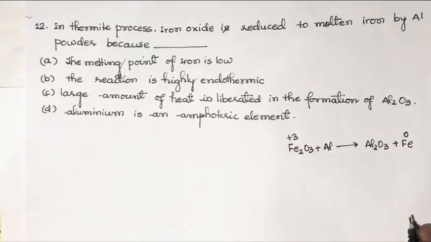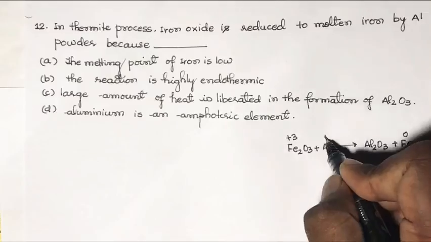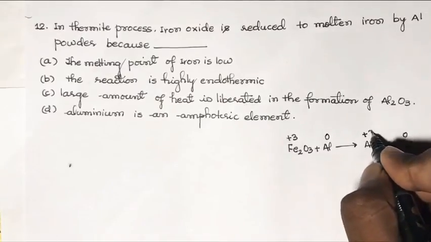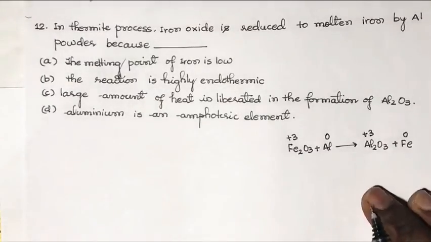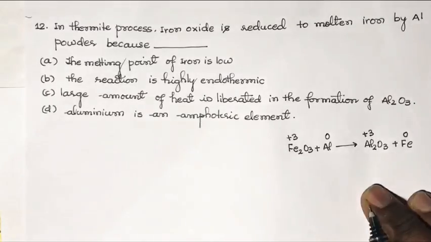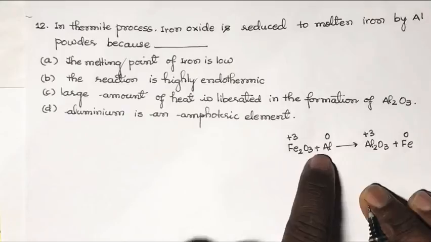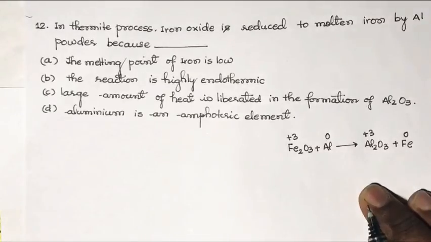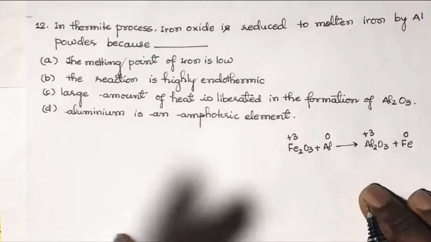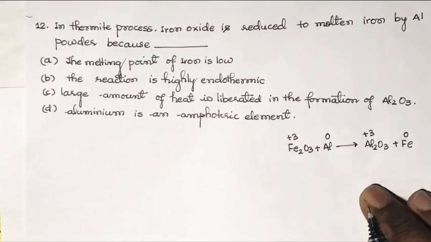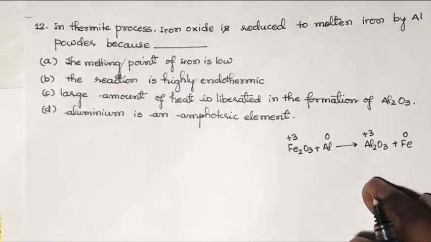So the oxidation state changes from +3 to 0, so this is going to be reduced. And for the aluminum this is 0 and here it is +3, so aluminum gets oxidized. So this is a type of redox reaction in which iron oxide gets reduced and aluminum gets oxidized. So one is reduced and the other is oxidized. So why is the reduction of iron so easy? In this case, is the reason that the melting point of iron is low?